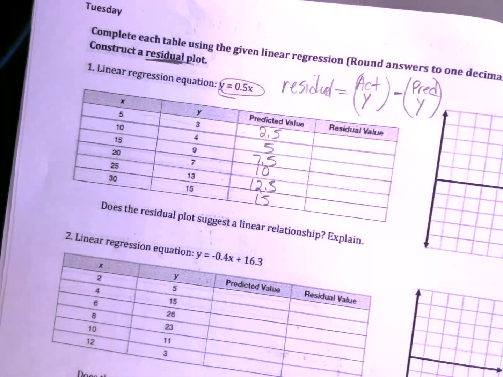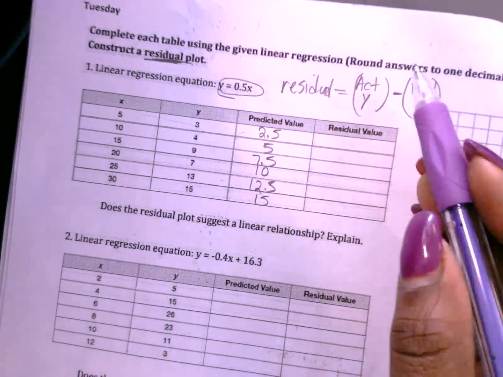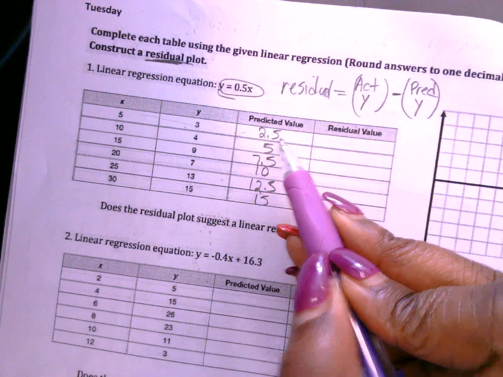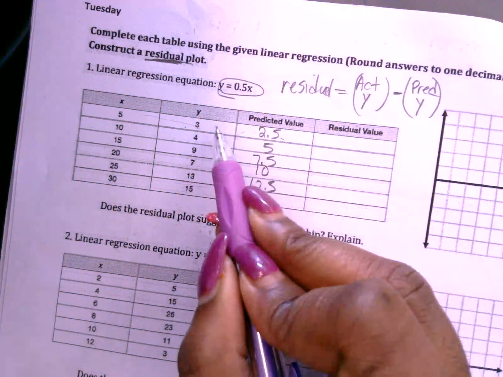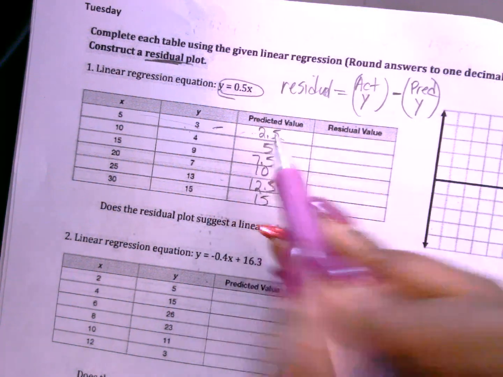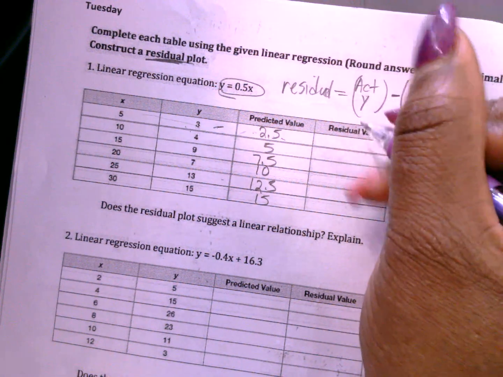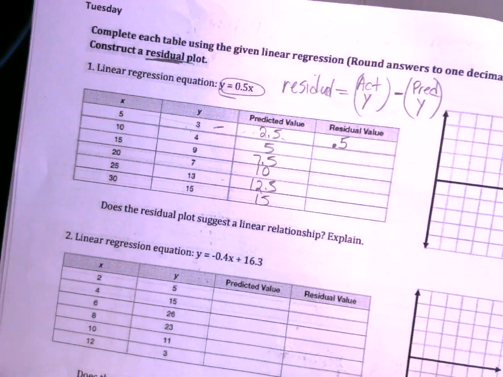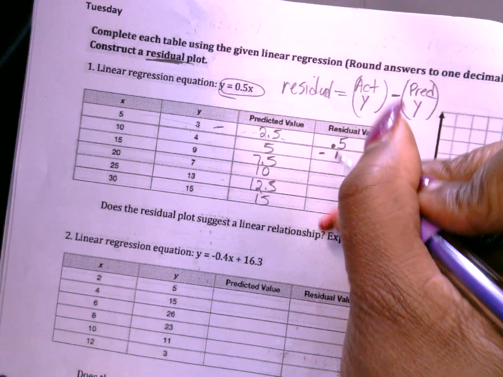Okay, so now we're going to get our residuals. Remember I told you residual is how far your actual points are away from the line of best fit values. So this is the actual minus the predicted. So 3 minus 2.5. What's 3 minus 2.5? That's positive 0.5, right? What is 4 minus 5? That's going to be a negative residual, negative 1.